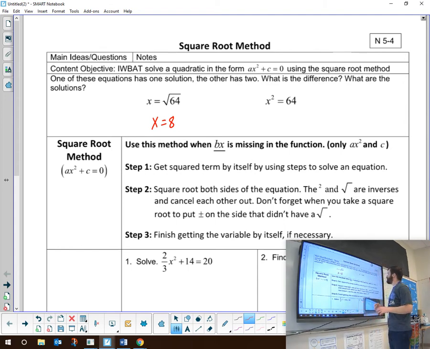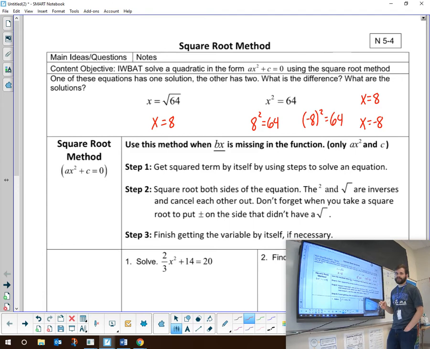Well, over here, we kind of have the same problem. X squared equals 64. But this one's a little bit different because there's actually 2 numbers that we can square to equal 64. Check this out. We can go 8 squared equals 64 and negative 8 squared equals 64. So this one actually has 2 answers. X could equal 8 or x could equal negative 8.